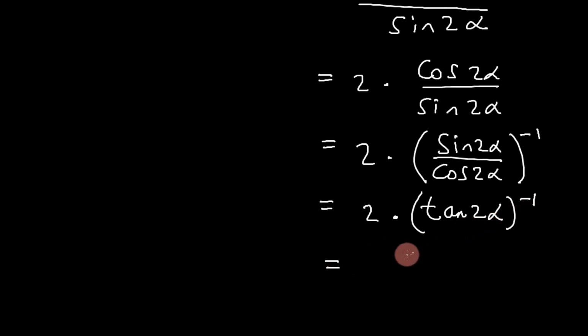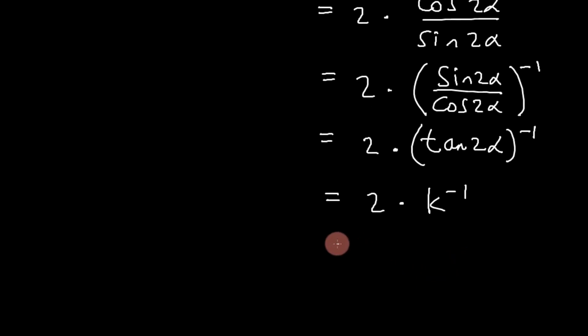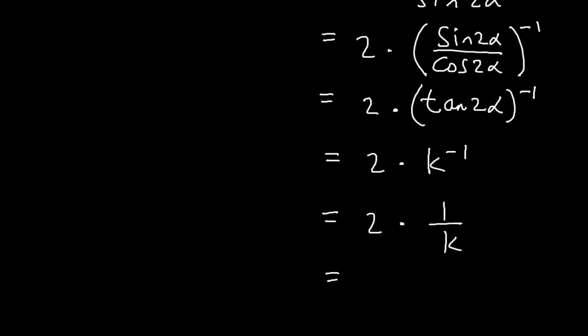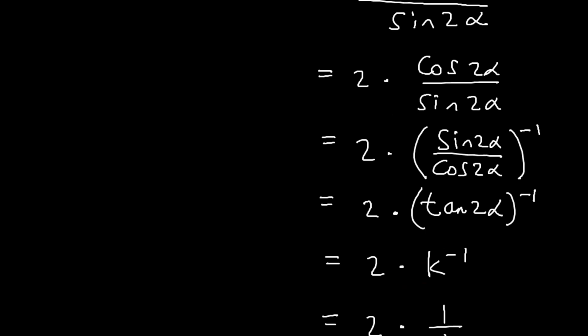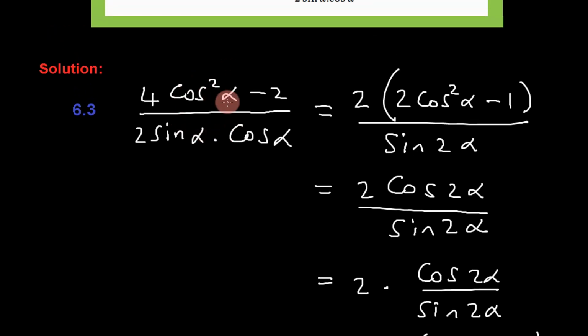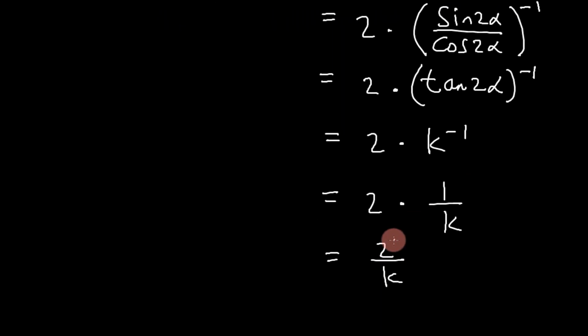But tan 2 alpha is equal to k. So it's 2 times k to the negative 1. And using the laws of exponents, k to the negative 1 is 1 over k. And then 2 times 1 over k is 2 over k. So we have written the expression in terms of k.